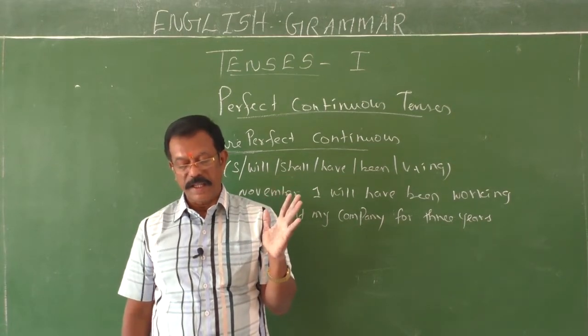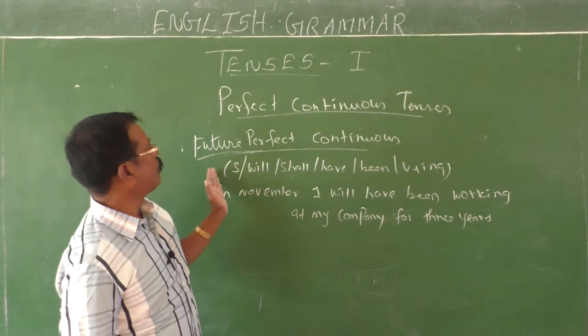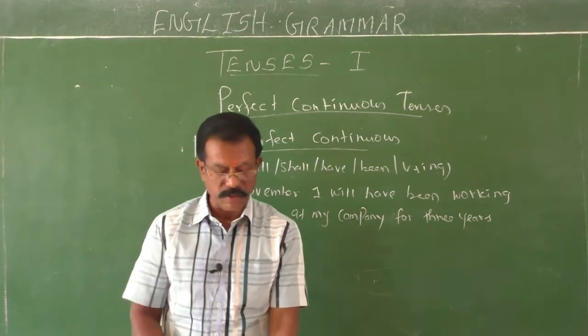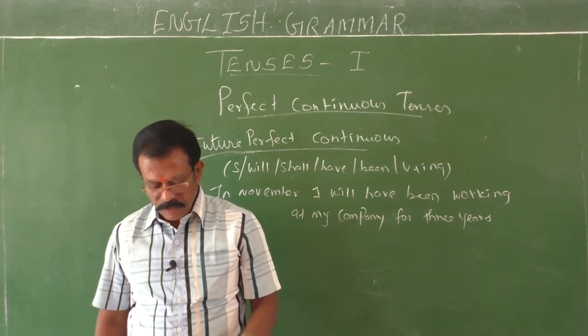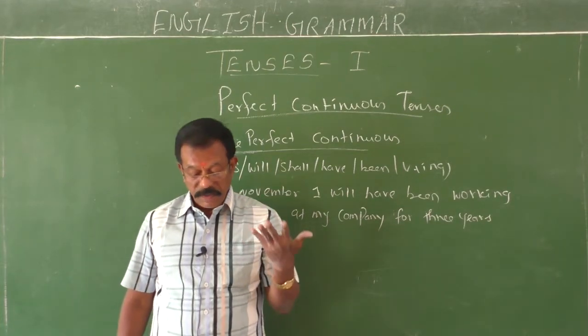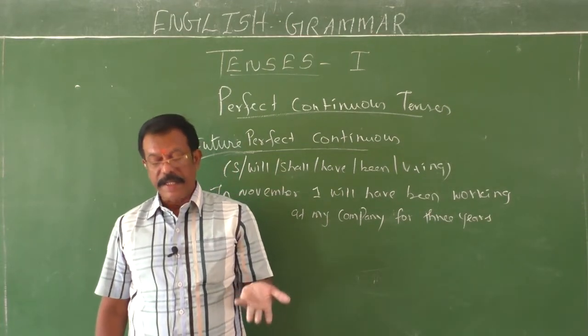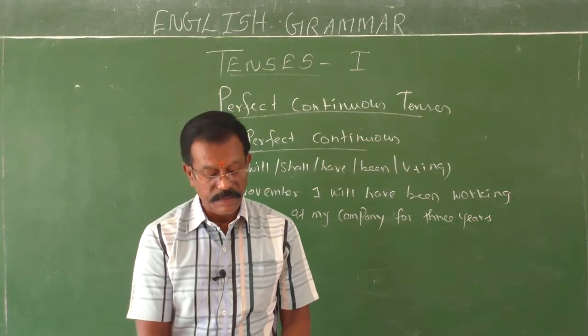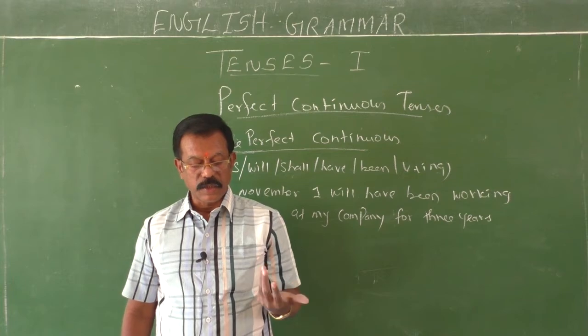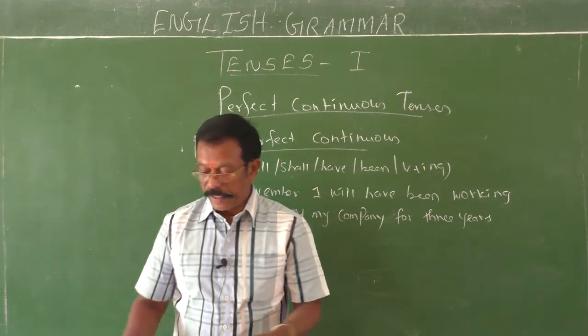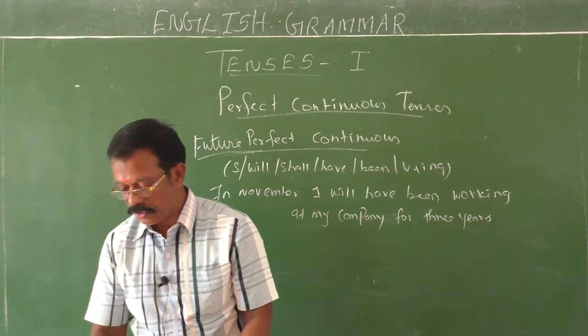Okay. So in this way, we can use this future perfect continuous tense. Again, I would like to sum it up. Future perfect continuous tense is used to show that something will continue up until a particular event or time in the future. Okay. So let me show you the charts, children.